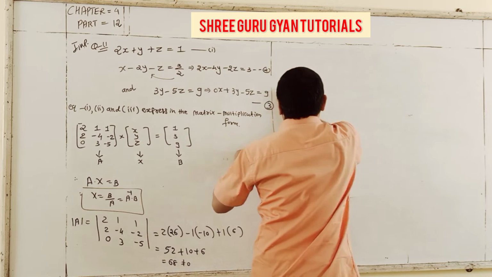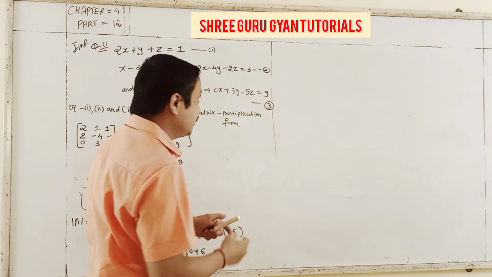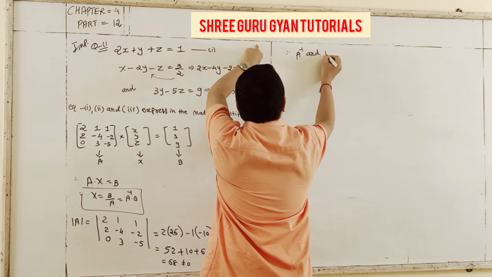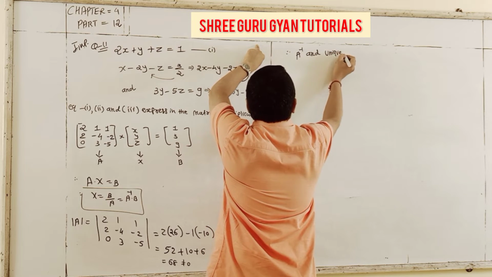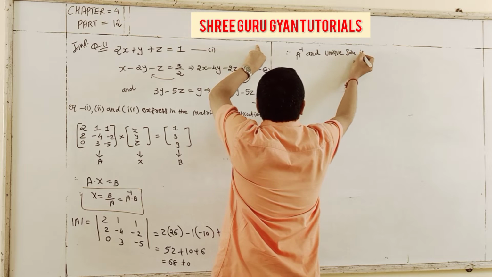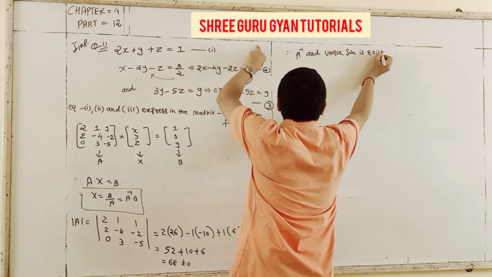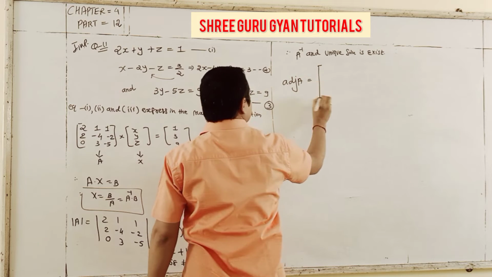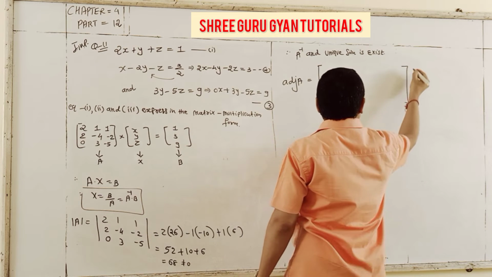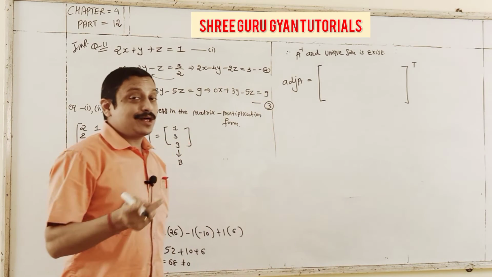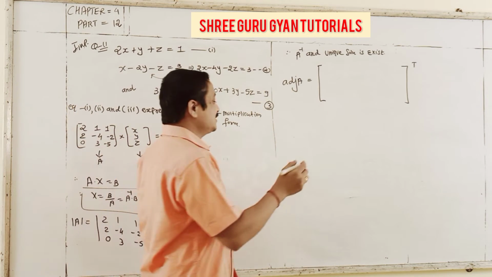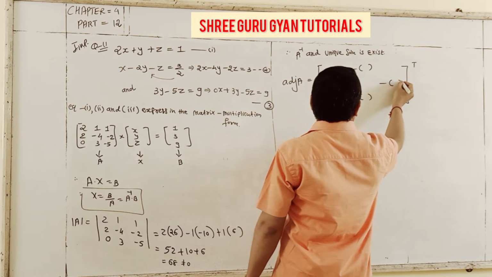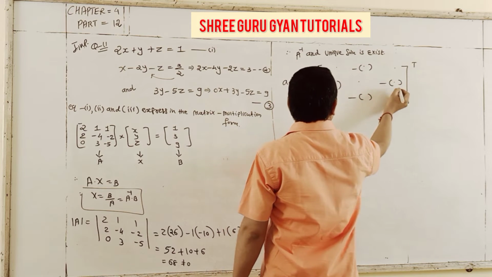So my final answer we will write in the equation. Therefore A inverse and unique solution exist. So now I go to adjoint of A. So adjoint of A is a transpose of all cofactors, but this cofactor I will do in the shortcut. Only this shortcut I will show the answers.